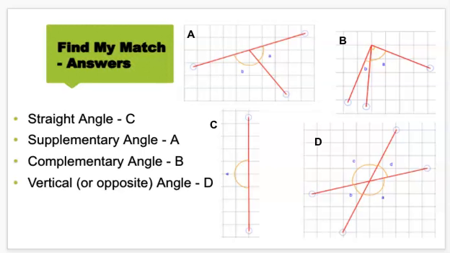The straight angle is C. The supplementary angles are in figure A, so this angle and this angle sum together to 180 degrees. Whereas the complementary angles, these two angles, angles A and B in this case, sum to 90 degrees. And then D, vertical angles are the ones that are across from each other. So in this case, C and A are vertical angles, and B and D are vertical angles. And so A and C would have the same measure, and B and D would have the same measure.